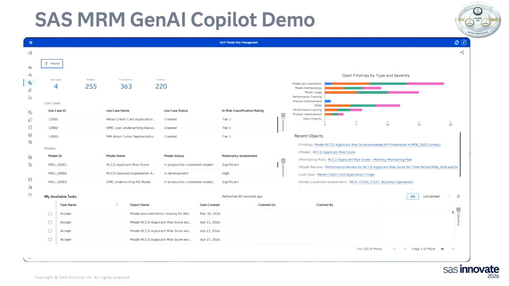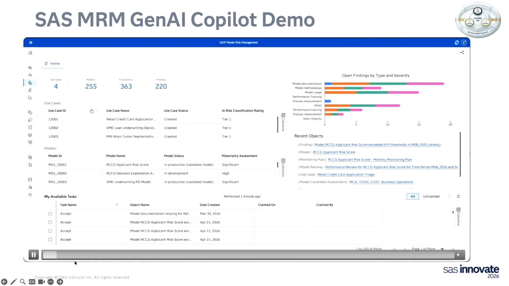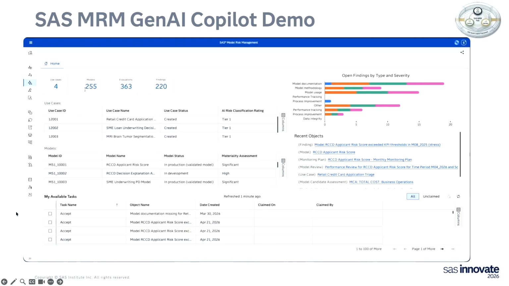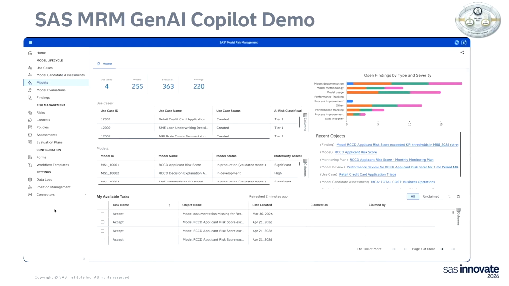On this main page, what we're seeing is a quick overview of the various models that are being tracked by the system. So you have all the use cases, the models, the evaluations, and any findings or issues that have been associated with those models. And each issue is classified based on the type and the severity of such issues.